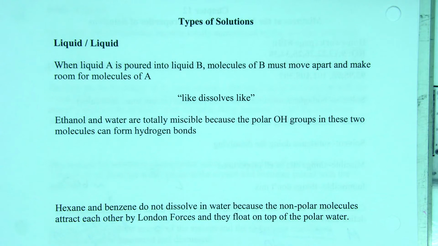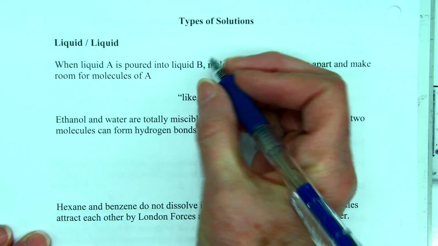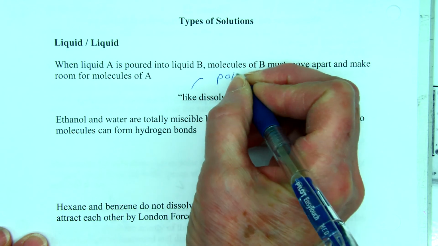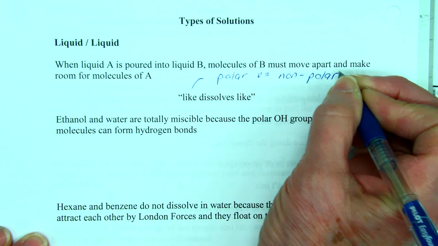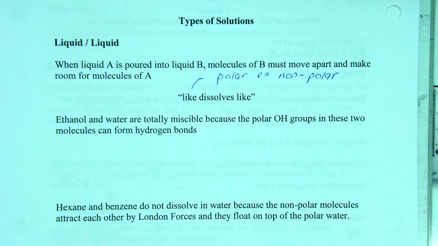So when we have a liquid-liquid solution with two components, we have liquid A being poured into liquid B. The molecules of liquid B have to move apart in order for the molecules of liquid A to move in. For this to happen, the molecules have to be alike. We say that like dissolves like. And like or alike refers to polar versus nonpolar. Nonpolar solvents will dissolve nonpolar solutes. Polar solvents will dissolve polar solutes.